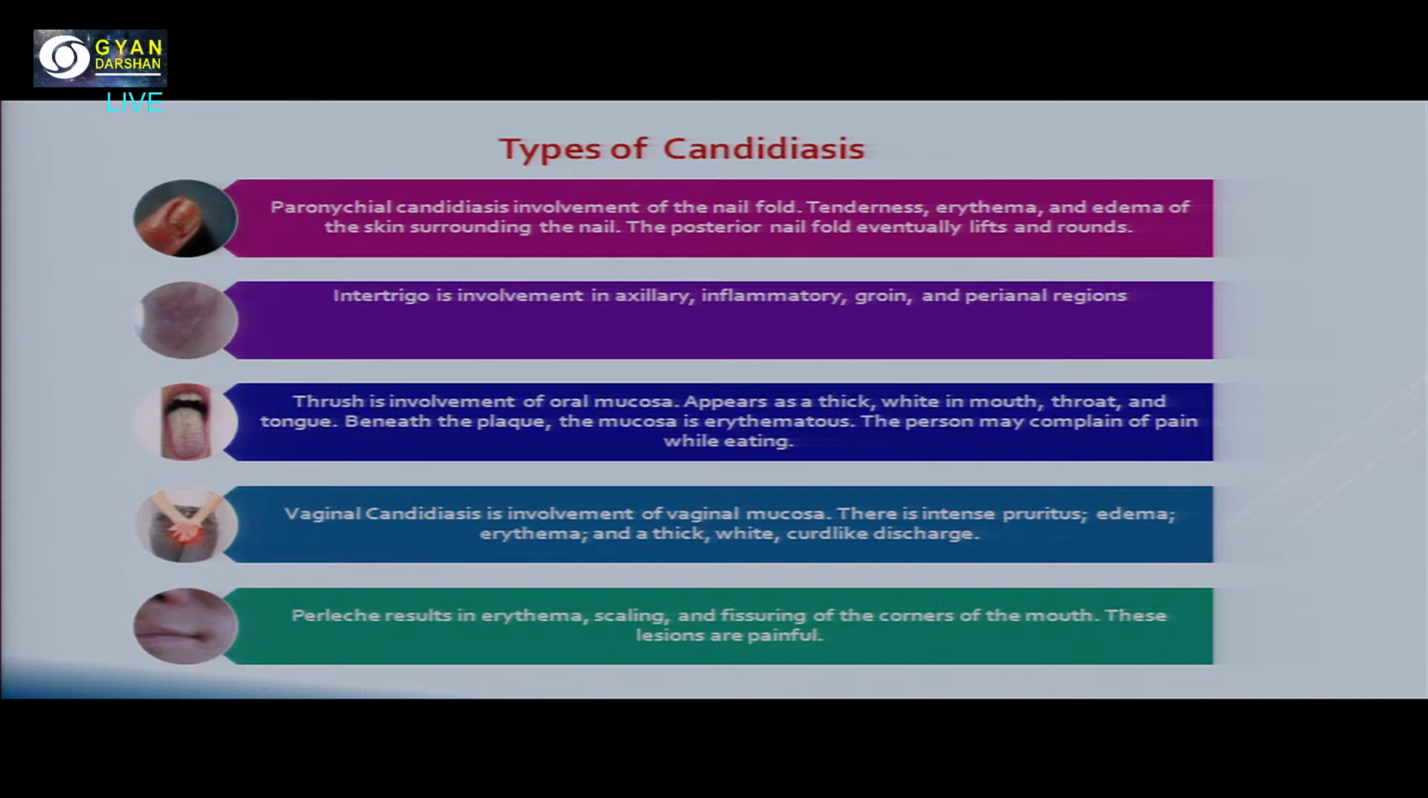Paronychia candidiasis involves the nail fold, that is, it affects the nails. There is tenderness, erythema, and oedema. Usually, the posterior nail fold may also be involved. Intertrigo is the involvement of the axillary, inflammatory groin and perianal areas.